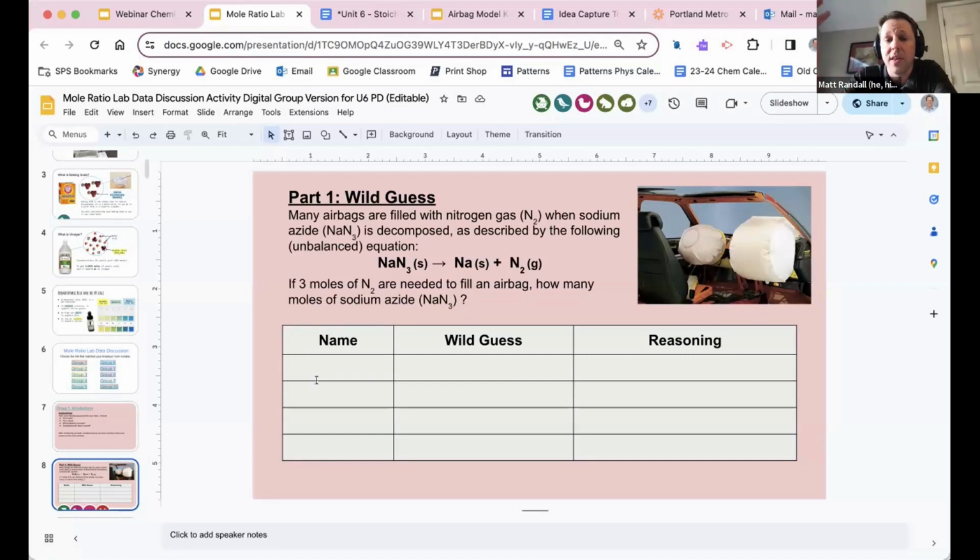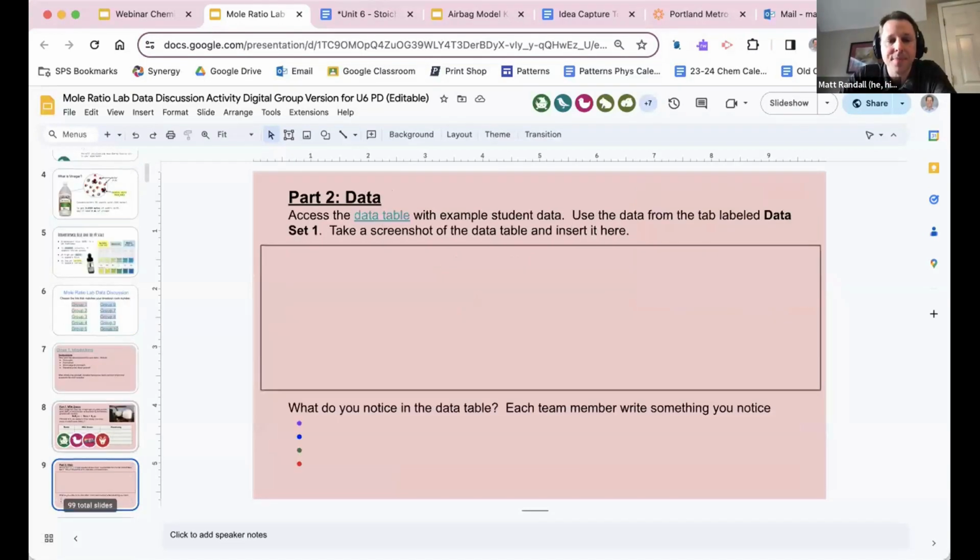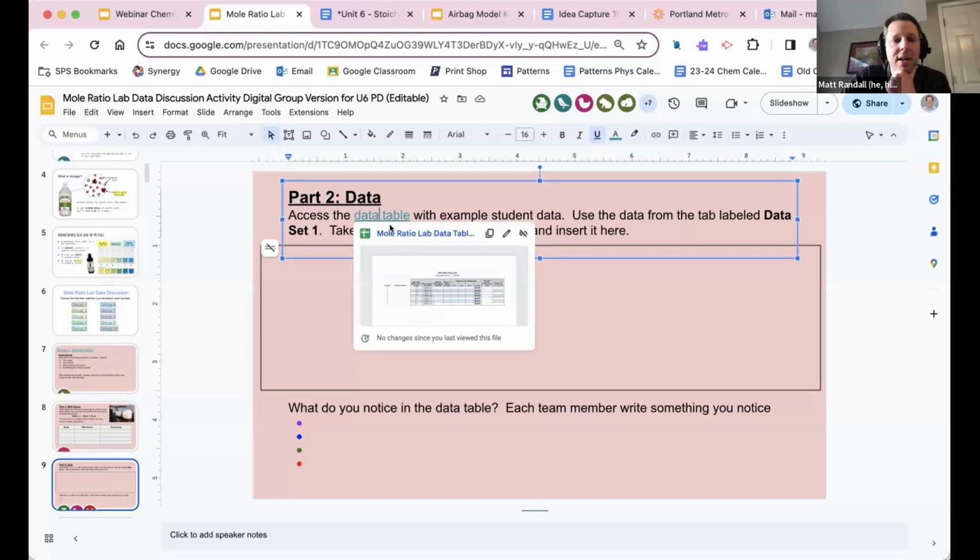In this case, it's going to say, it turns out roughly 3 moles of nitrogen gas are needed to fill the driver's side airbag in most cars. How many moles of sodium azide would be needed to do that? Okay, the next part, data. So it says access the data table, and I would like to show this.